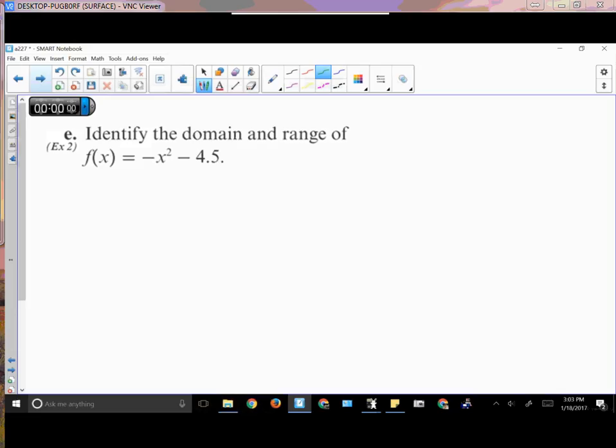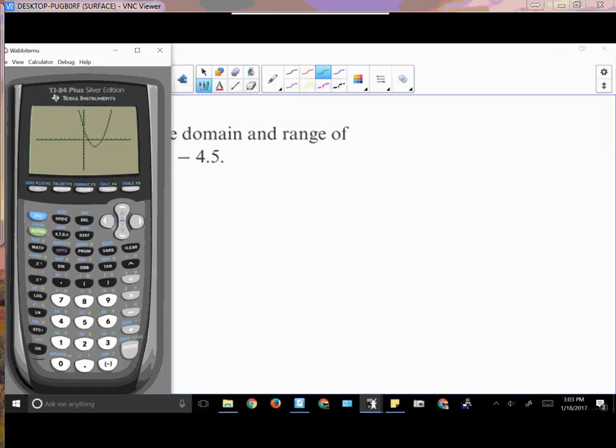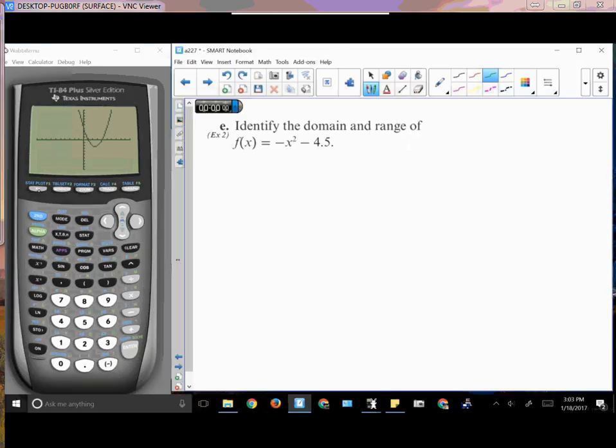So, domain and range. When in doubt, graph it out. So, y is equal to, clear it out, plug her in, negative x squared minus 4.5. Enter. Graph. The one thing that I need to know here is that I have to figure out where it's going through the axis. Okay, I need to know its maximum point.